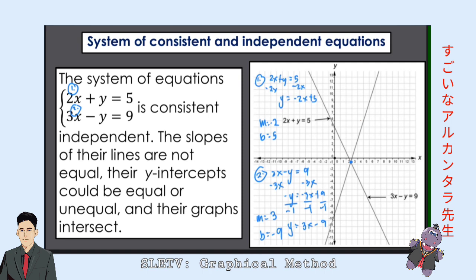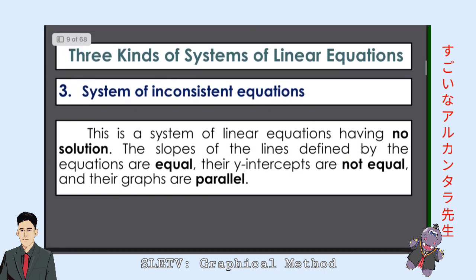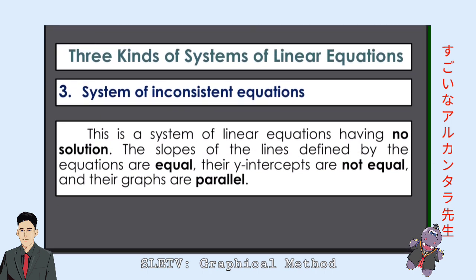It's not in an exact point in the graph. But either way, again, what we're trying to show here for the second kind of system is that we have intersecting lines. And then lastly, the third kind of system that we're going to discuss is all about inconsistent equations. So we can say that a set of equations is inconsistent if there is no solution.